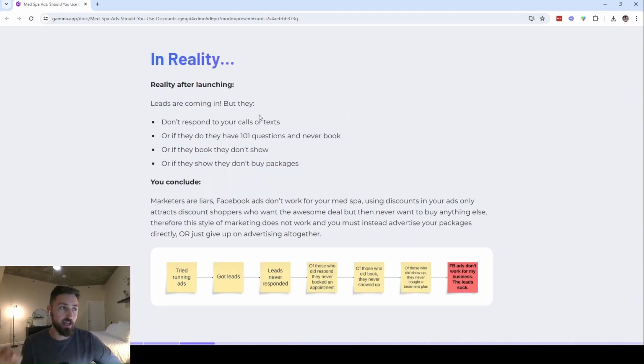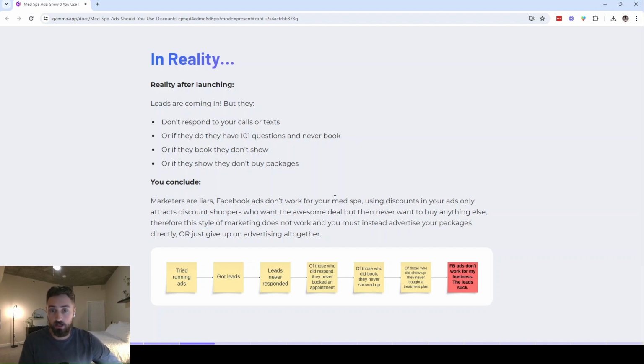In reality, after you launch your ads, the leads are coming in, which feels really good, right? But they don't respond to any of your calls or your texts, right? Or if they do respond, they have 101 questions and they never actually end up booking, right? Or if they do end up booking, they never show up to their appointment. Or if they do show up to their appointment, they don't end up buying the initial first discounted thing, or they don't end up buying a package, right?